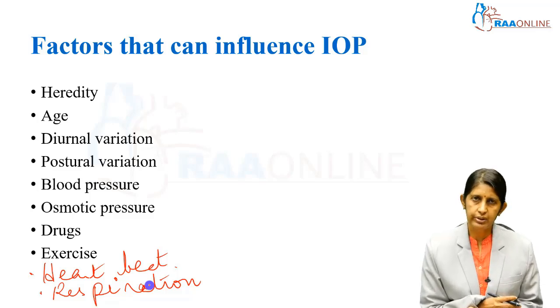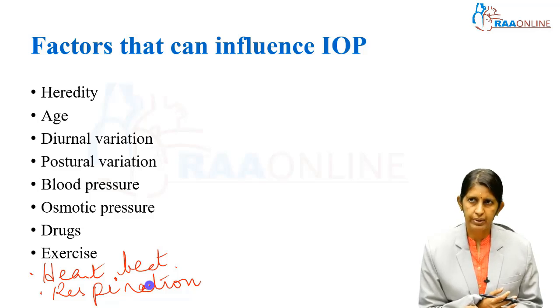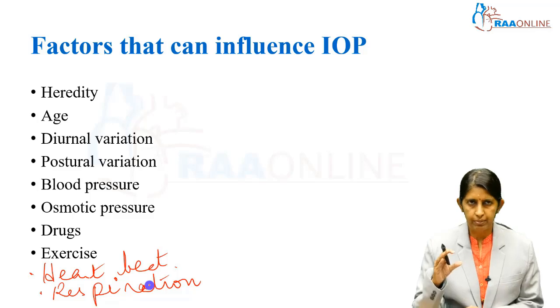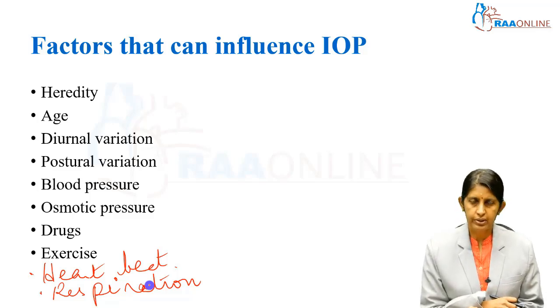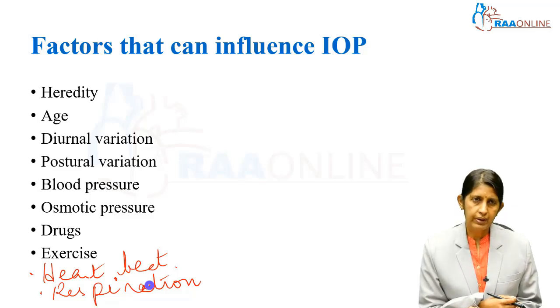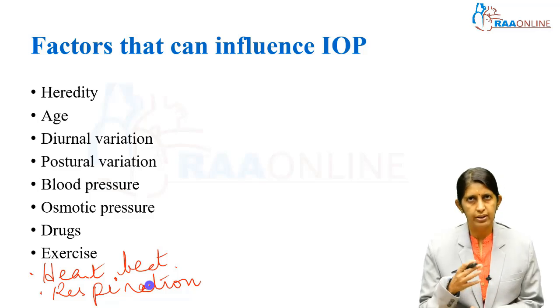I already mentioned to you that open angle is common in Caucasians and angle closure is more common in Japanese or people with small eyes. Age is a very important determinant. As age increases, the risk of glaucoma can increase. Diurnal variation in intraocular pressure: usually intraocular pressure is supposed to be highest in the morning.